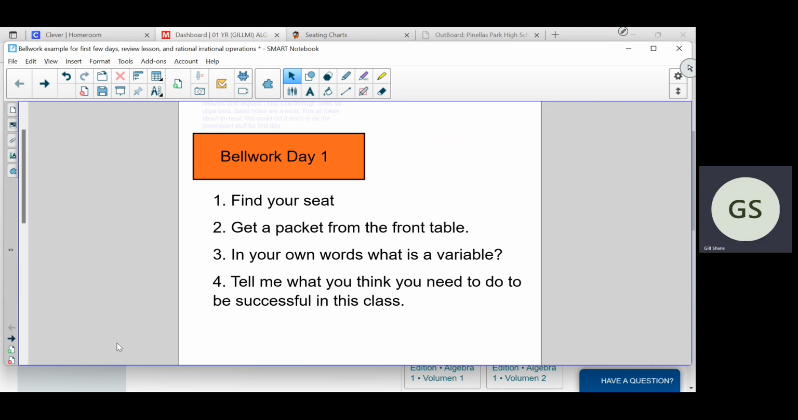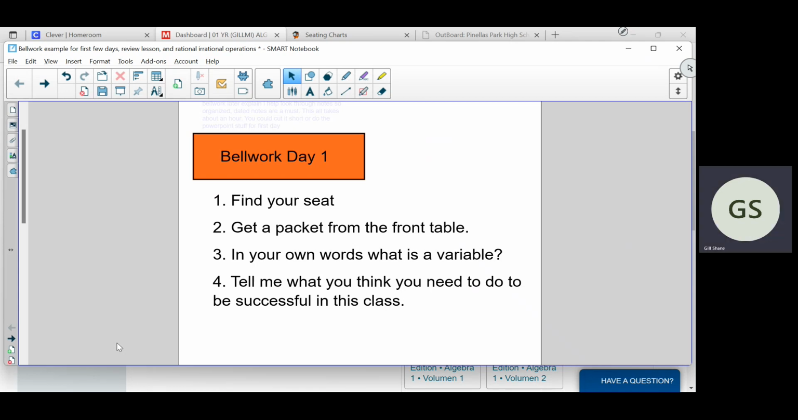I would say 50% of the bell work problems, so almost every other day we have bell work, will be a quiz question. Like for example, on a quiz: what's a variable? It should be pretty simple, but we'll just talk about it today. I do want you to take notes, so get someone out to take notes on, because like I said, that's going to be a quiz question at some point.